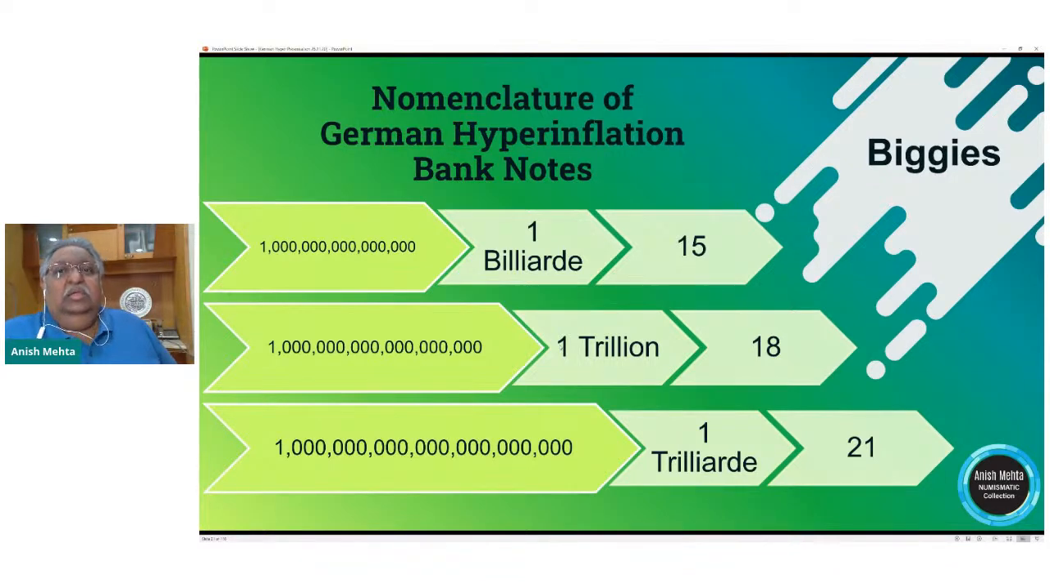1 billion, which had 15 zeros, which is 1,000 trillion. 1 trillion with 18 zeros, and that is equivalent to 1 million trillion. And 1 trillion had 21 zeros, 1 followed by 21 zeros, which is equal to 1 billion trillion in today's times, how we would put it.